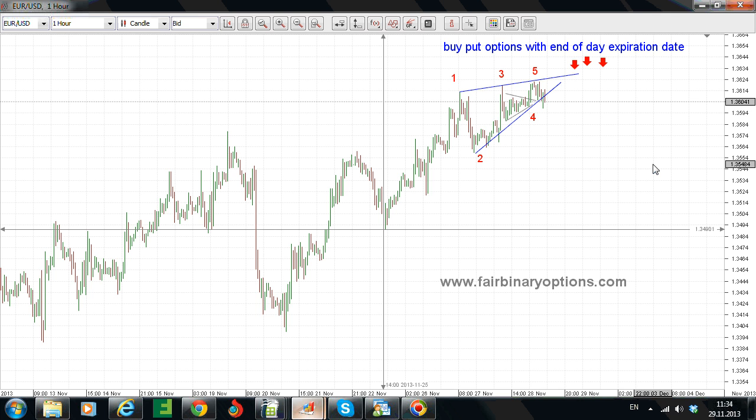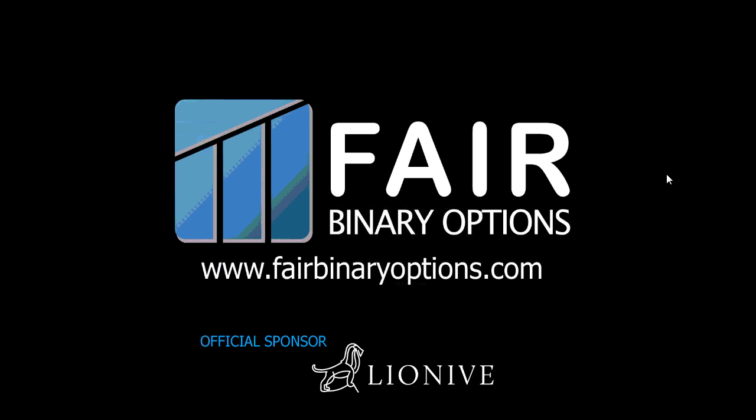Again, this is fairbinaryoptions.com. Bearish pattern on the Euro US dollar heading into the CPI into this Friday, and as a consequence we are buying puts, end of the expiration date 21 GMT.